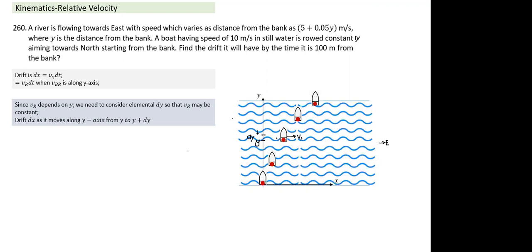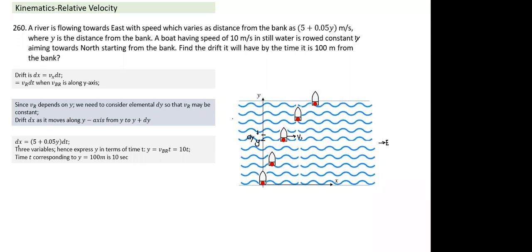When the y coordinate moves from y to y plus dy, with displacement dy, what is the displacement along the x-axis it will have? That's what we need to do. So what is dx here? Basically this is dx. We have written the velocity in the form of y. That's the river velocity, directly substituted here.